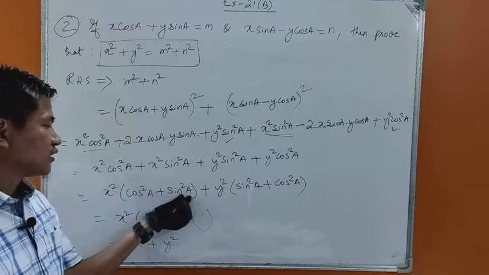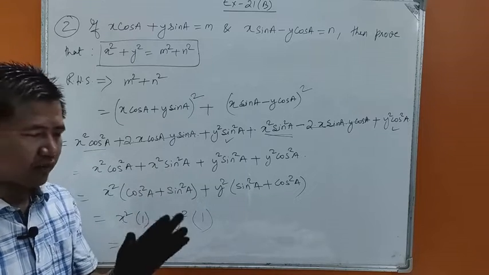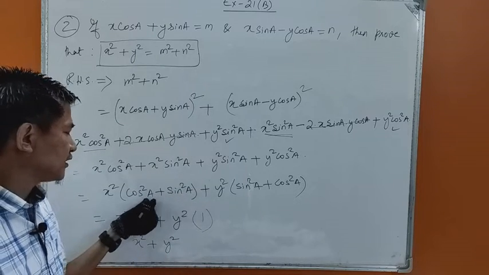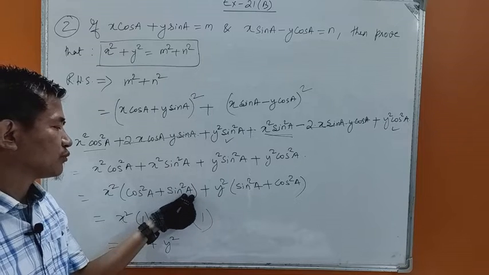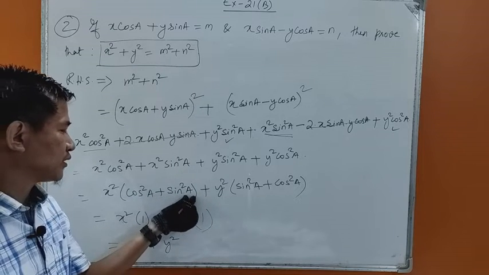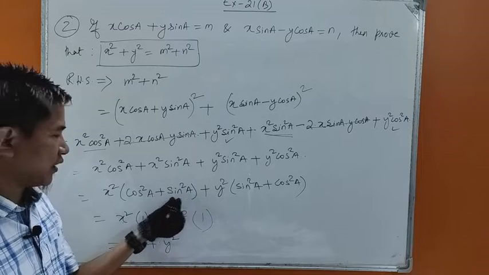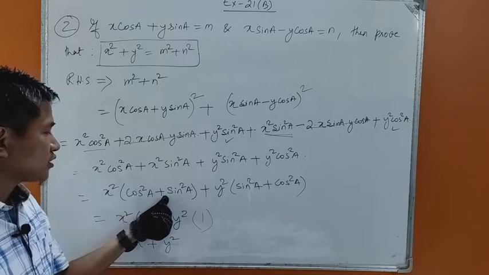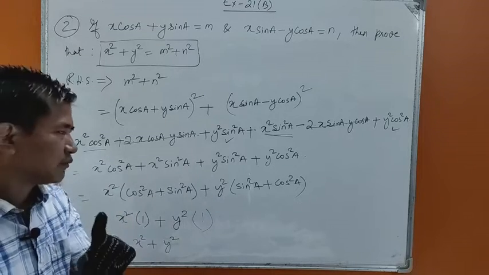If this was a and this was b, then that would not be 1, okay? The angle should be same. If this is a, this should also be a. If this is theta, this should also be theta. If this is b, this should also be b. Cos square a plus sin square b is not equal to 1. Please keep this in mind.